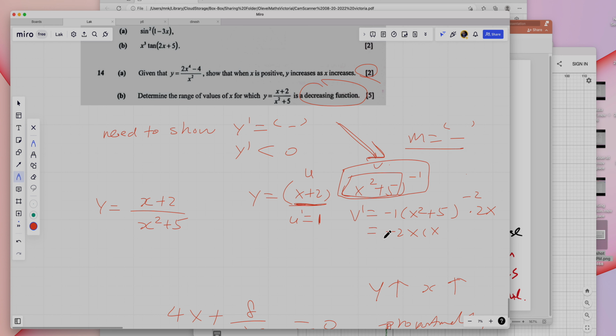After that, can you help me out with this times this? Can you continue from here? Please help me do some of the heavy lifting. So that's x squared plus 5, then to the minus 2, right? Then you just cross multiply. That will be your y derivative.